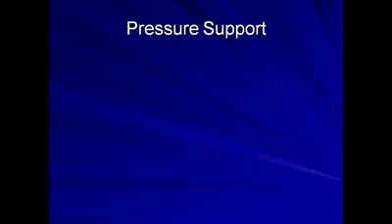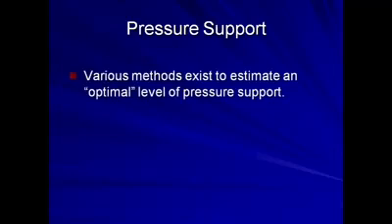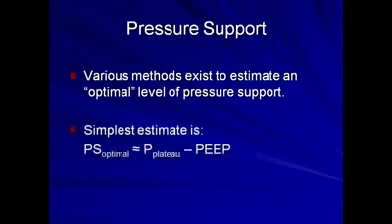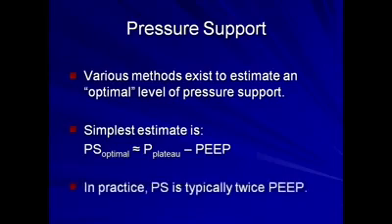There are various methods described in the literature to estimate an optimal level of pressure support, most of which are rather cumbersome and include measures of physiologic parameters such as transdiaphragmatic pressure with intraesophageal catheters. One simple way to estimate optimal pressure support, although not necessarily the most accurate, is to set it to the plateau pressure minus PEEP. In practice, I find that most clinicians typically set pressure support to be approximately twice PEEP, which usually works just fine.